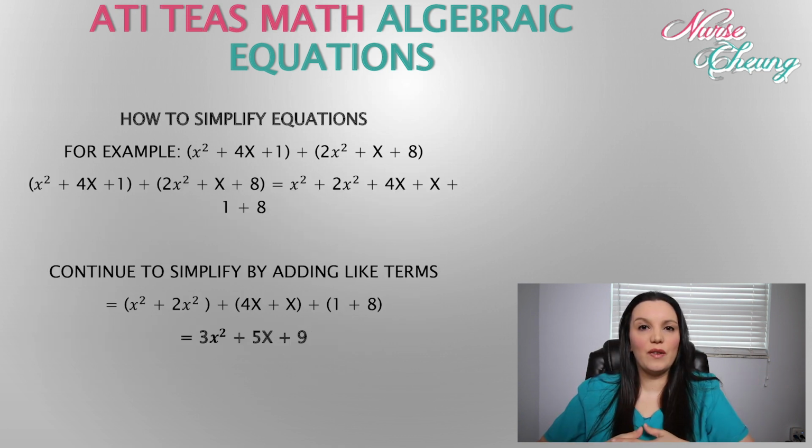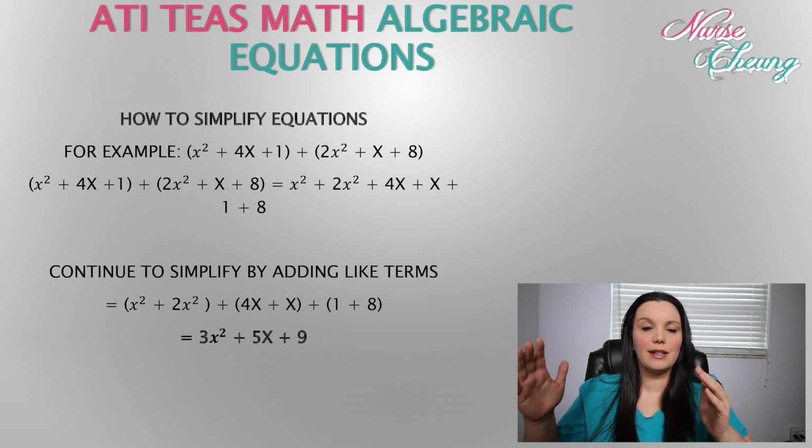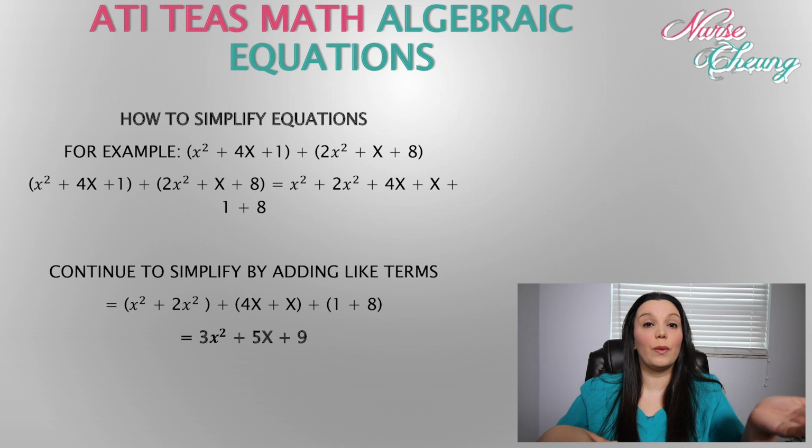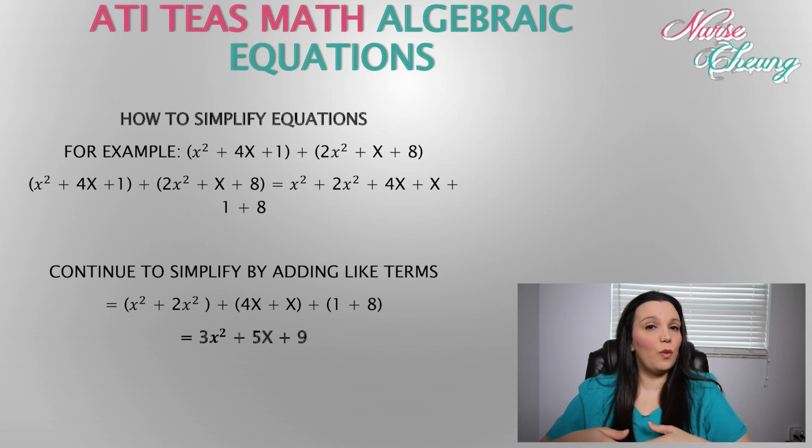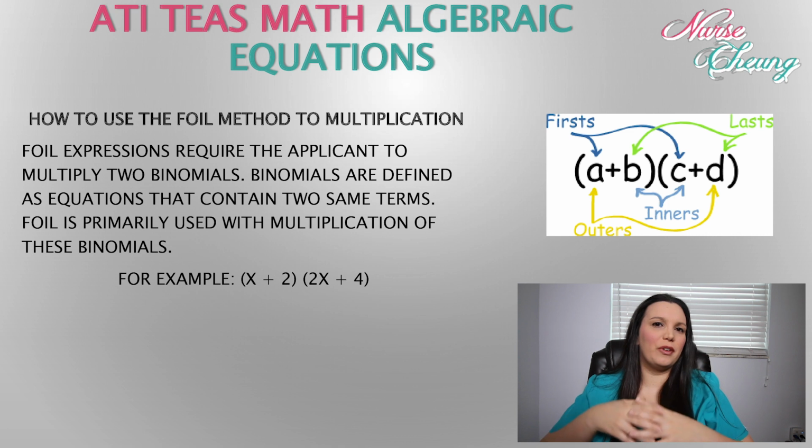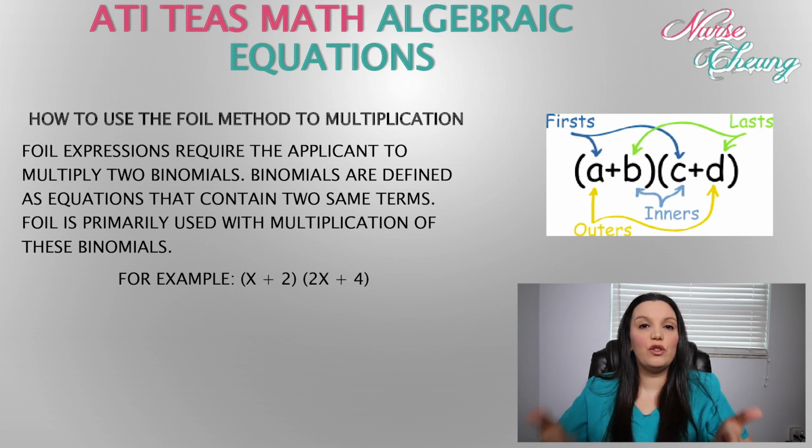Now that we've got all of our variables and our exponents in order, we're going to start simplifying. So x squared plus 2x squared is 3x squared. 4x plus x is 5x, and 1 plus 8 is equal to 9. So our answer to the algebraic equation is 3x squared plus 5x plus 9. Simplifying algebraic equations really isn't that difficult once you start to see the like terms within the equation.